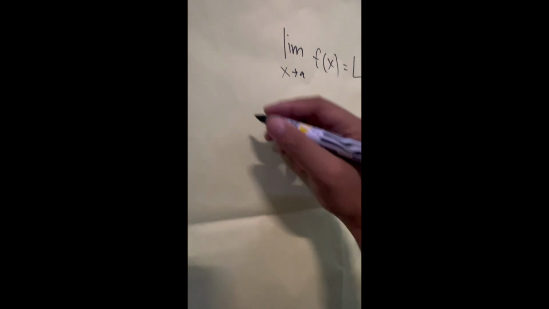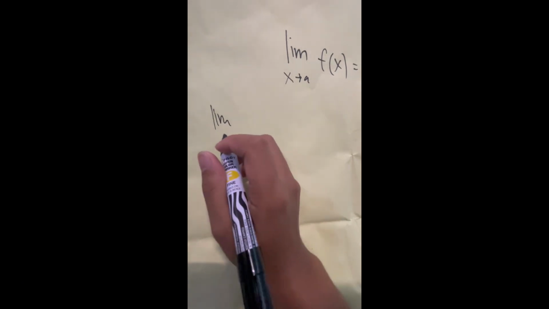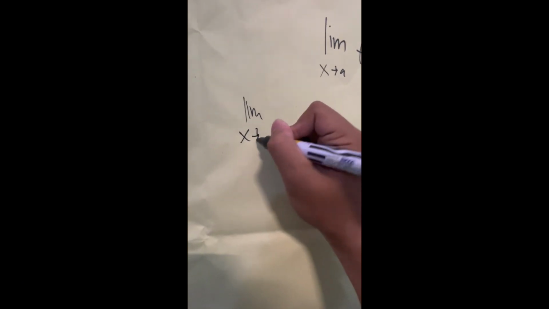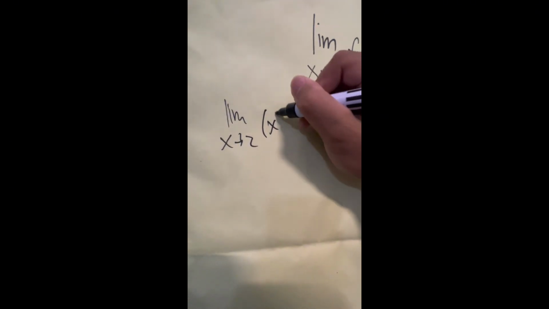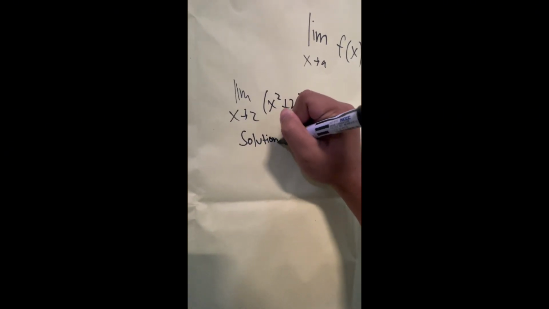Right, so let's try as an example a simple polynomial. Okay, so write the limit as x approaches 2 of x squared plus 3. Then the solution of this problem is this. Need to write solution. So let's substitute.